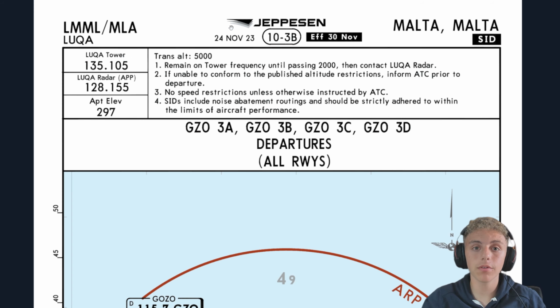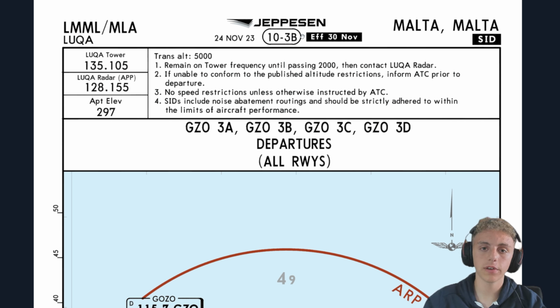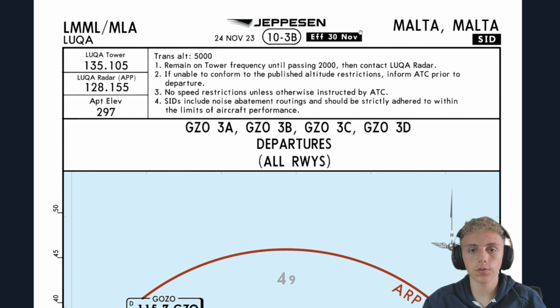Okay, and now we have arrived at the standard instrument departure chart, also known as the SID chart. Something to note over here, because this is the first chart we've encountered with this. Here you have the issuing date and the effective date. I've explained this before, but this is actually how it looks. The effective date is when it becomes effective, 30th November, while the issuing date is when it was actually issued, 24th November.